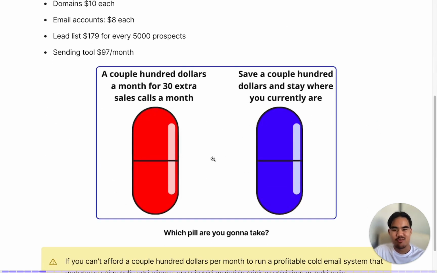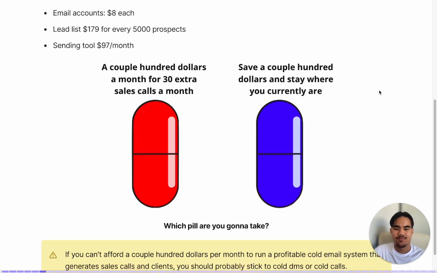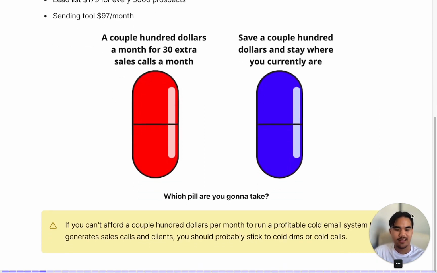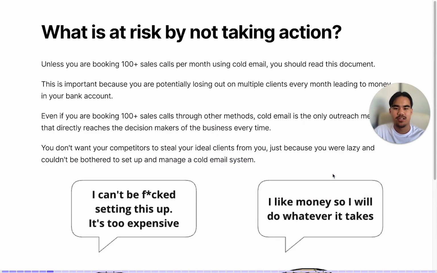So are you going to take the red pill or the blue pill? The red pill being a couple $100s a month for 30 extra sales calls a month, or do you want to take the blue pill where you save a couple $100s and stay where you're currently at with no form of cold outreach? So which pill are you going to take? I hope it's the red pill. But if you can't afford a couple $100s a month to run a profitable cold email system that generates sales calls and clients, you should probably stick to cold DMs or cold calls where you're doing stuff manually.